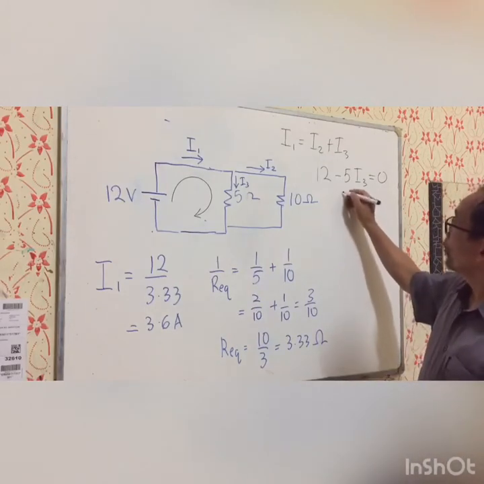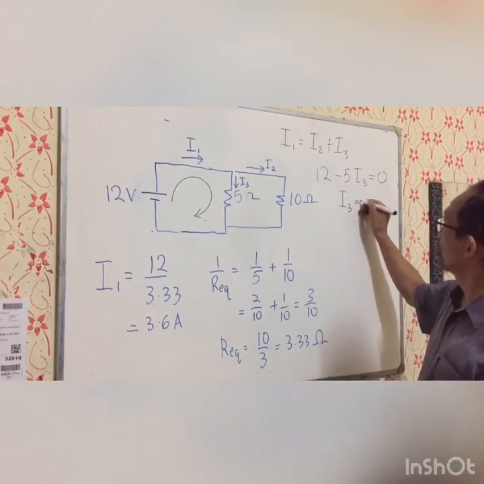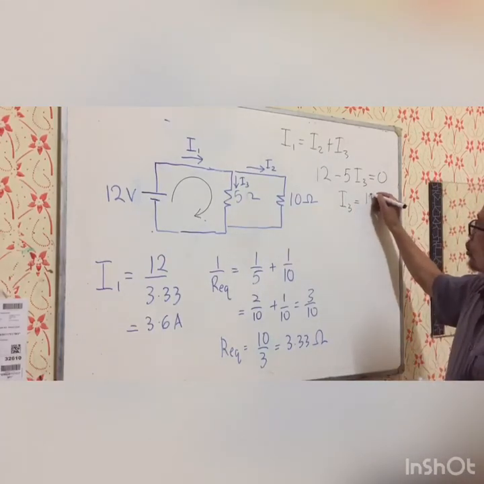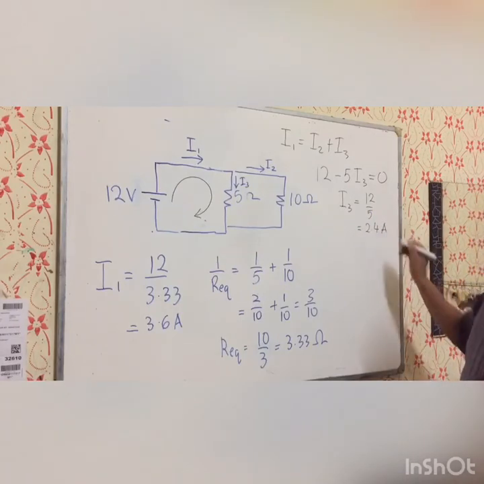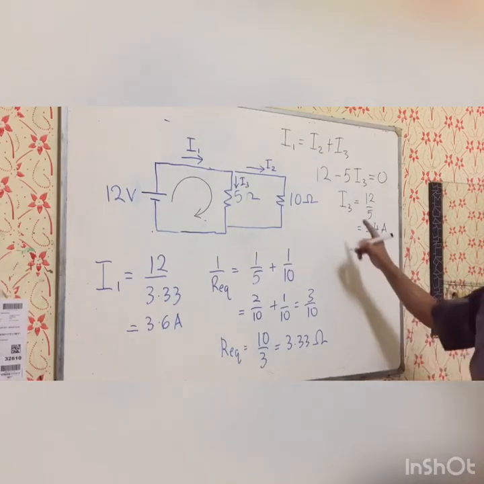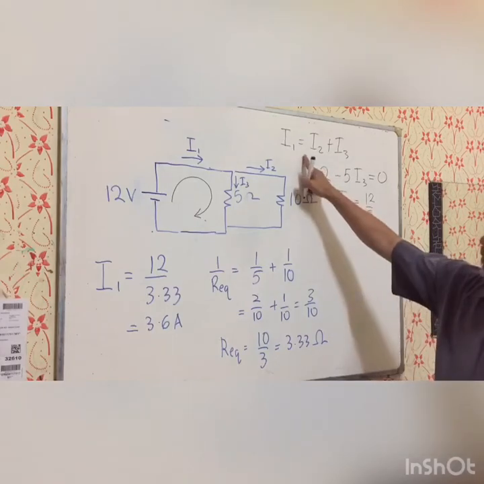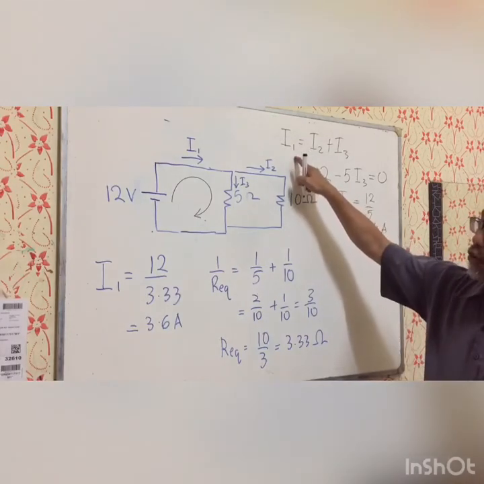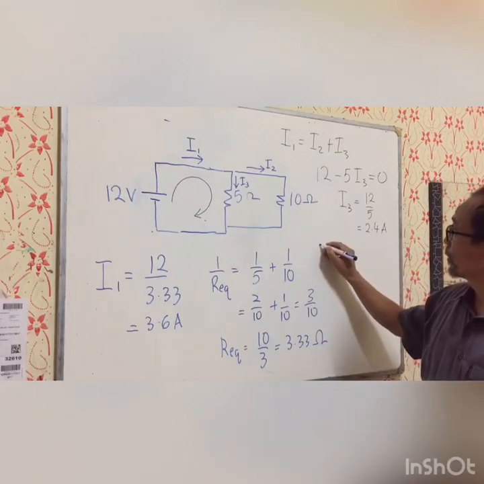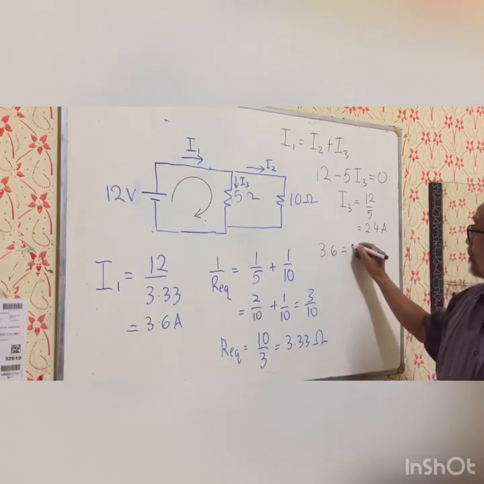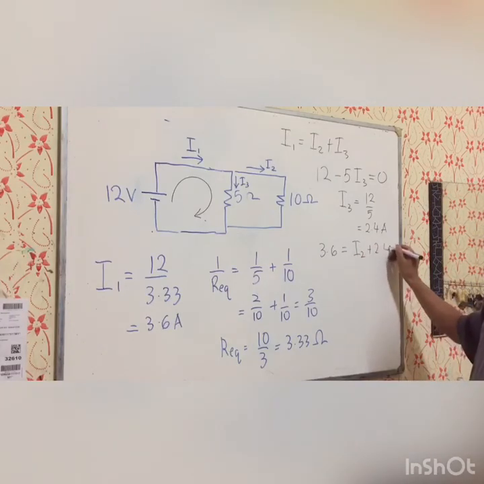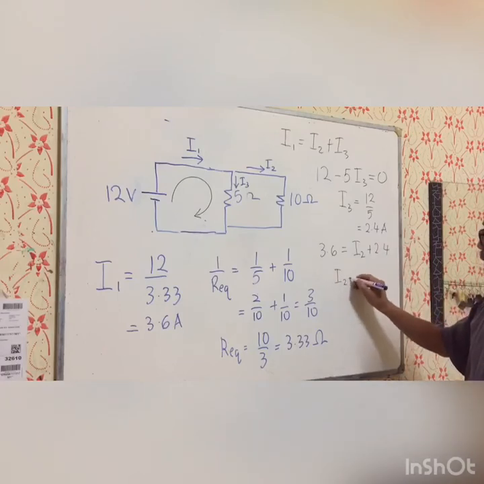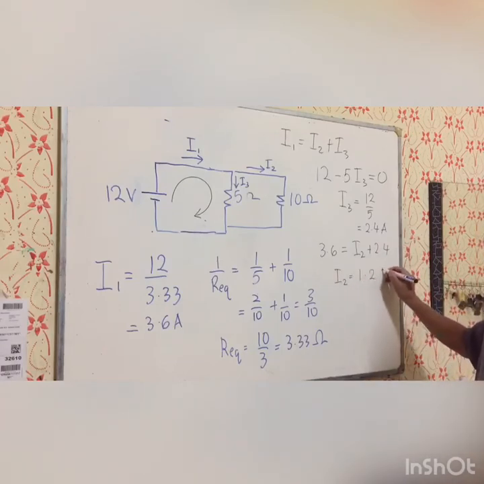Okay, and then we can solve for I3. I3 is going to be equal to 12 over 5 is 2.4 ampere. And then we can put that in the equation. We already know what is I1. I1 is 3.6, so 3.6 equal to, I2, we don't know what is I2, I2 plus 2.4. So I2 will be equal to 1.2 ampere.